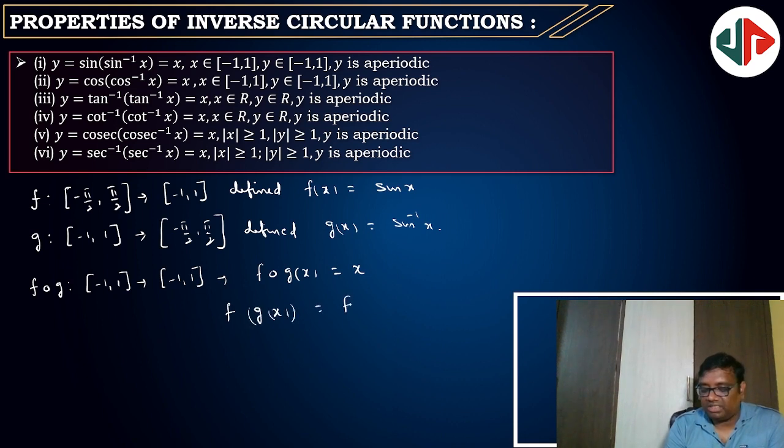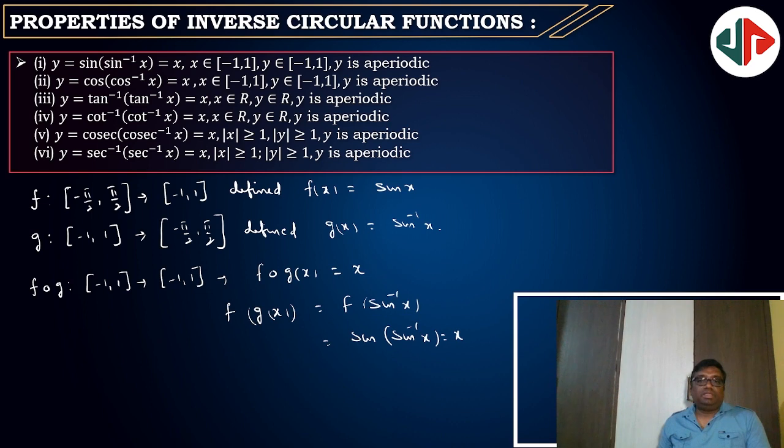What is your g of x value? Sin inverse of x. Now f of x means what is the value here? Sin inverse of x only. This value is always equal to x. So that is why sin inverse of x value is always equal to x.